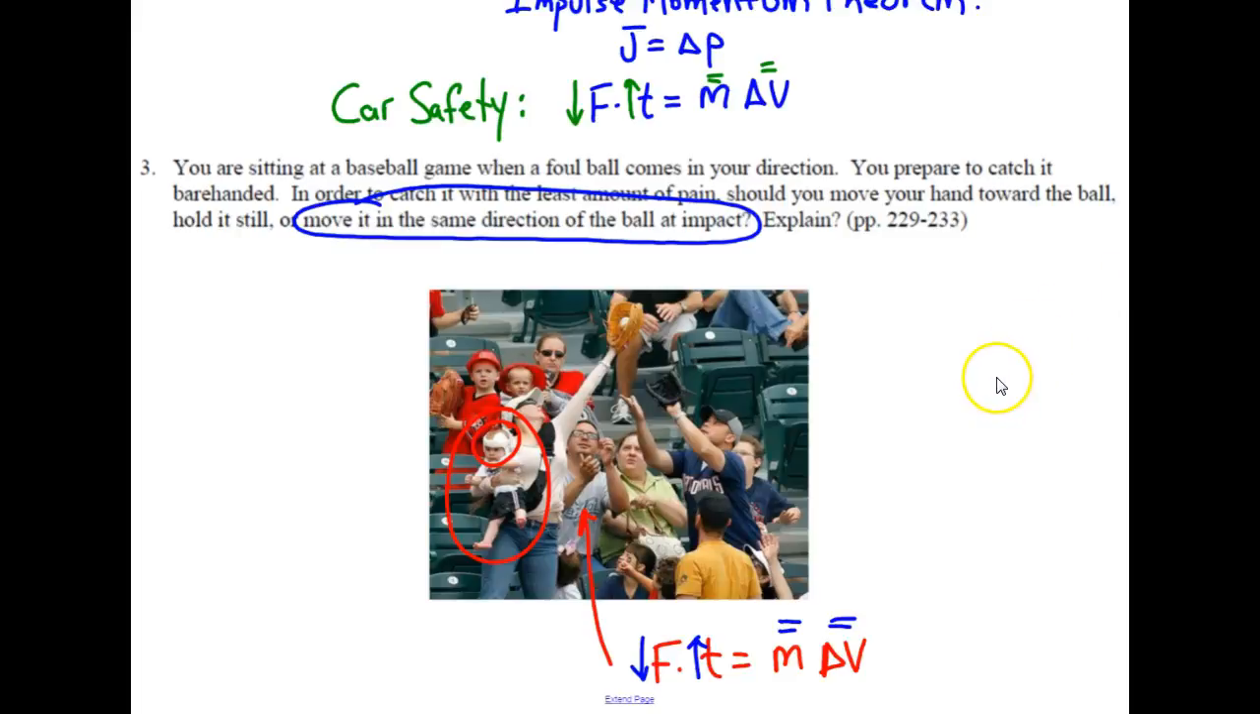Well, again, this is very similar in concept to the car safety application, except it's your personal safety with your hand here. The ball's mass or your hand's mass is not going to change during the collision. The change in velocity of the ball is the same regardless of any of these 3 scenarios discussed. It's going from whatever velocity it impacts your hand with to 0. But what does change if you move it in the same direction of the ball at impact? In other words, give with the ball as you're catching it, you're increasing the amount of time with which the force acts on your hand during this change in momentum, therefore reducing the force on your hand.